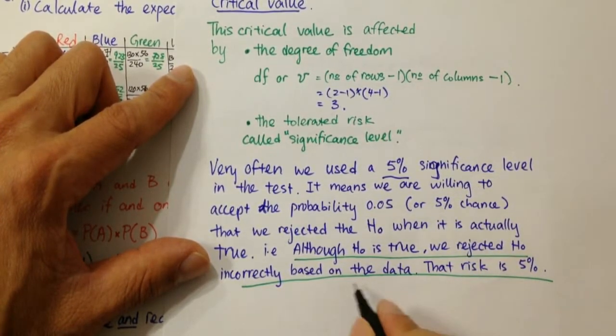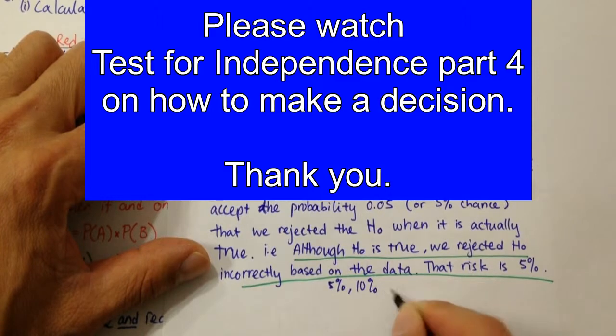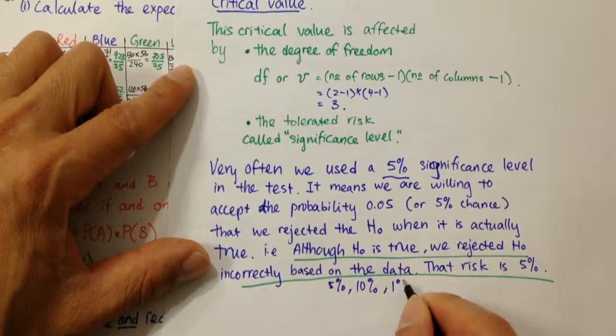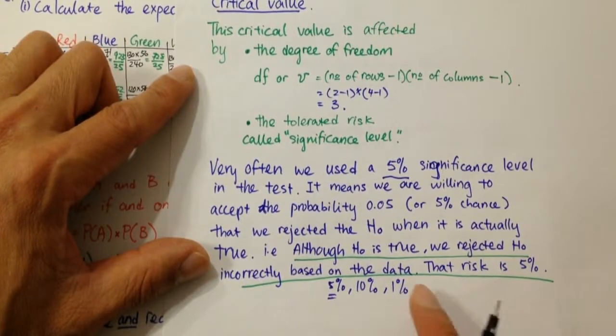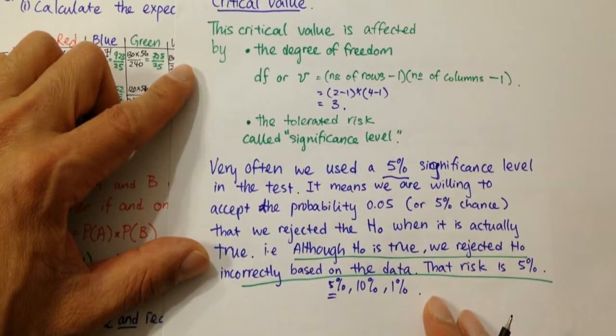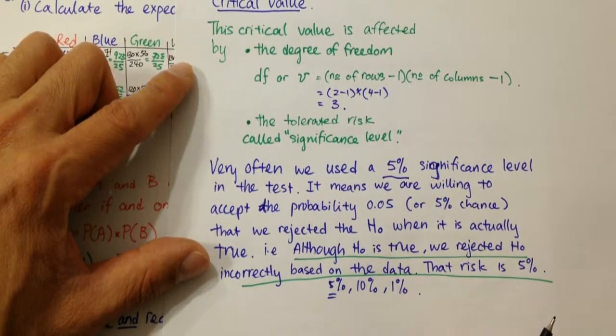And in statistics, often we use 5%, 10%, or 1%, for example. Often it's 5%. In recent years, significance levels are used less often because of the capacity of the calculator and GDC to calculate the p-value. So instead of calculating the significance values, people just report the p-values.